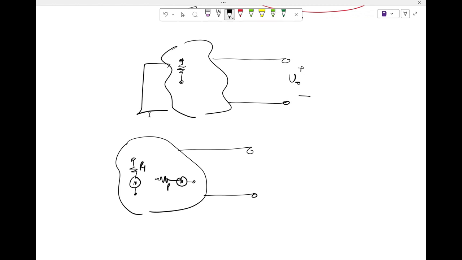This is R1, this is R2. This is Vn1, this is Vn2. And the transfer functions from Vn1 and Vn2 to the output are known to us. Let's say this transfer function is H1 and this transfer function is H2. Okay.